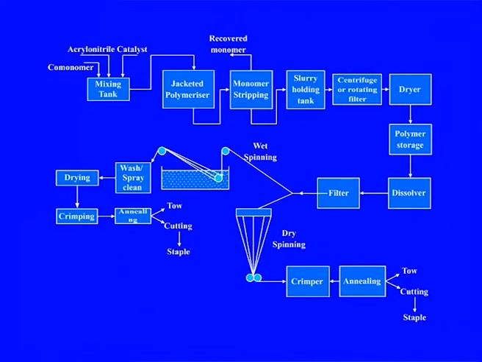Here we are having the dissolver, and you see what is happening here. It is passed through the spinning bath, and after that whatever threads are there go for drying, crimping, annealing, so tow, cutting.